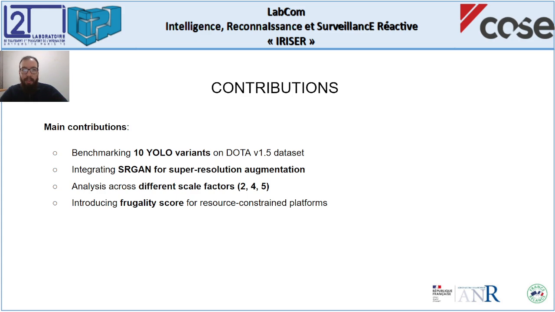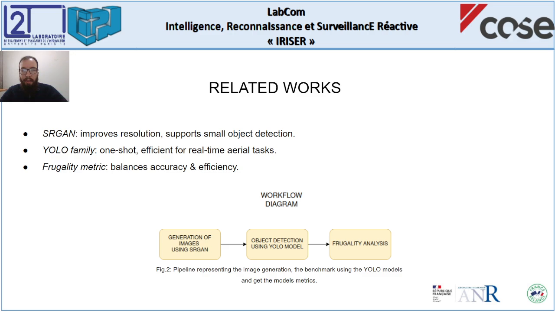This work presents a few contributions: the benchmark of 10 different variations of the YOLO object detection model on the DOTA dataset; the usage of a super resolution GAN to generate images; the analysis of different scale factors to upscale the image, so to generate new images; and the introduction of a frugality score to better analyze the behavior of a specific model, from a specific metric, on different hardware and different platforms.